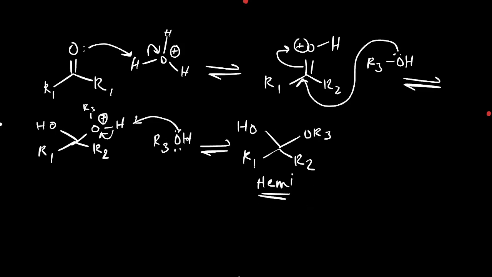Now, remember, normally these hemiacetals cannot be isolated. They're either going to go forward to the acetal if we react with another molecule of alcohol, or it's going to go backwards to our starting carbonyl compound. So let's move forward with this reaction. Now we have our hemiacetal produced, so we're going to have to react this hemiacetal with an alkyl oxonium ion.